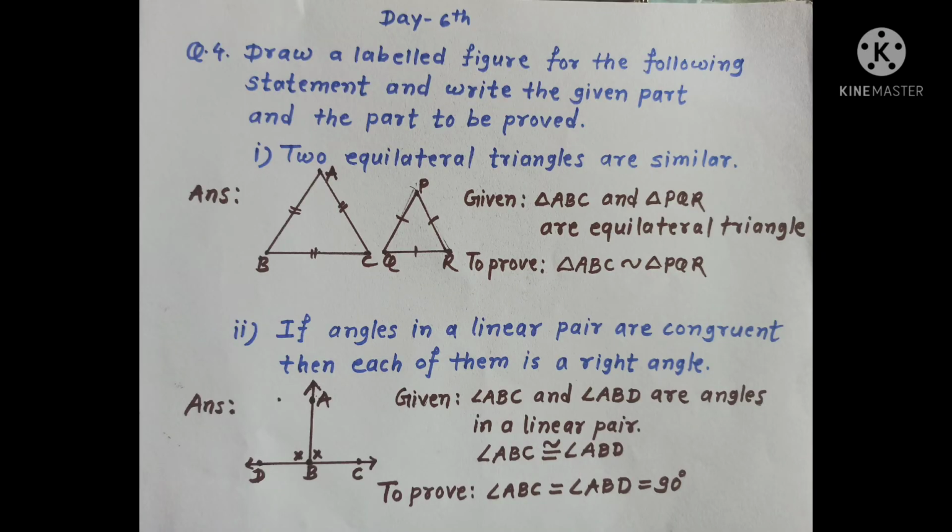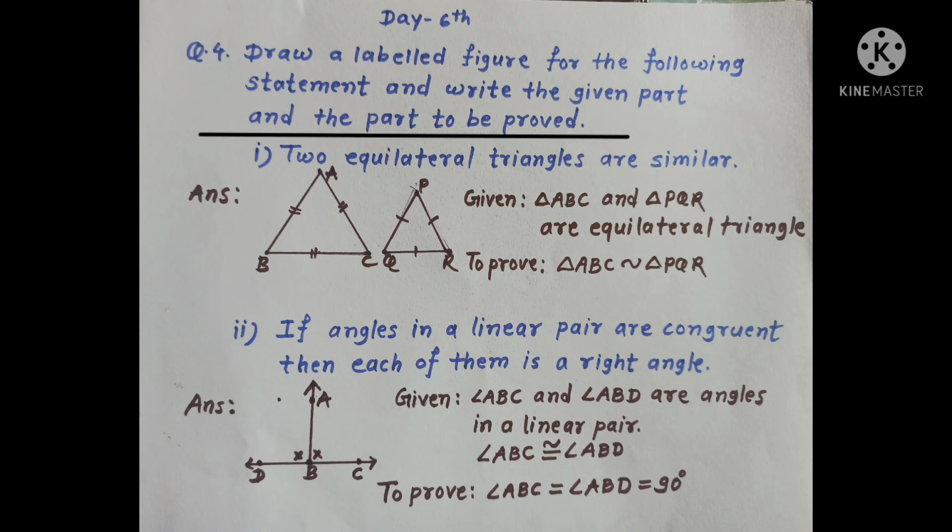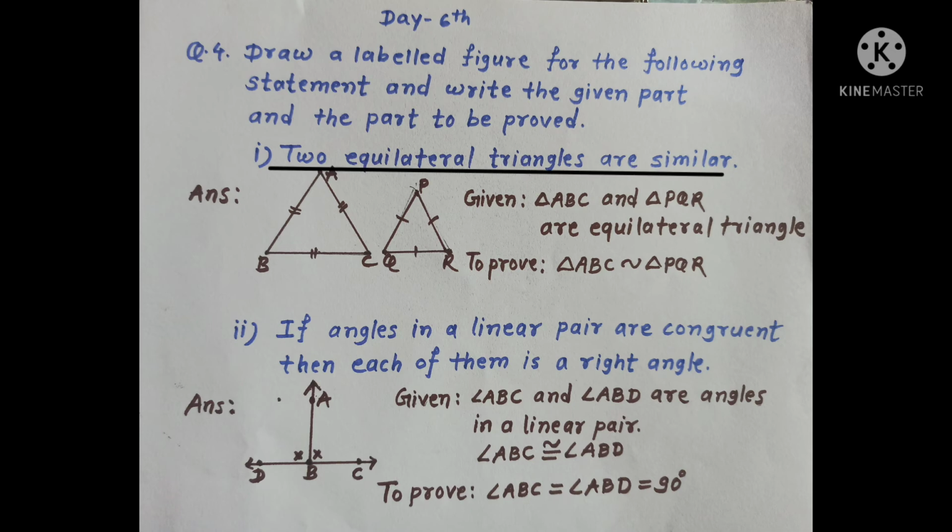Now the next question is question number 4. Draw a labeled figure for the following statement and write the given part and the part to be proved. Here we are asked to draw a labeled figure and to write the given part and the part to be proved. Now read the first statement. Two equilateral triangles are similar.